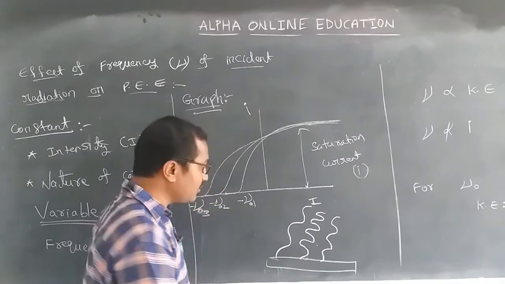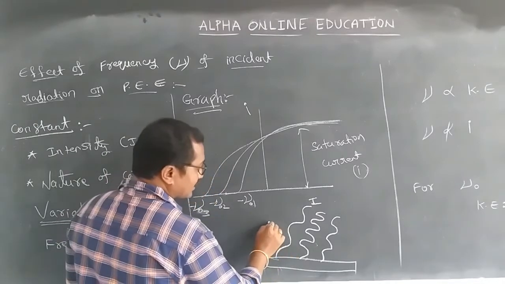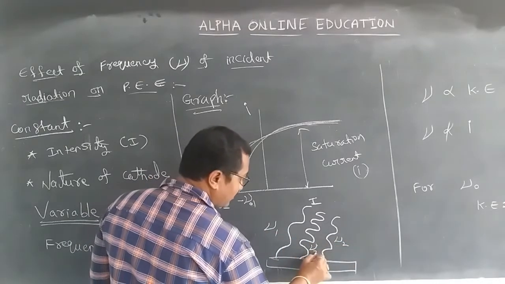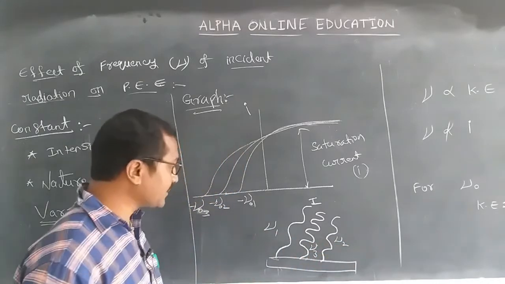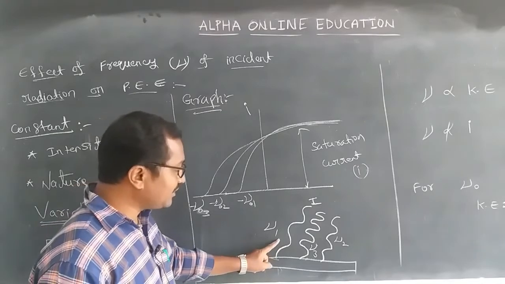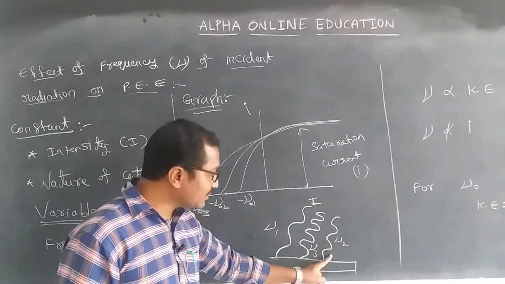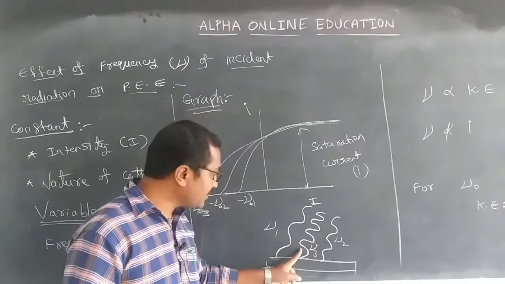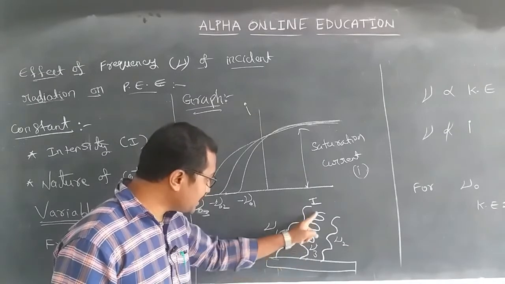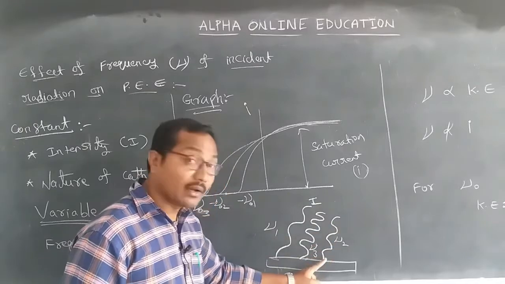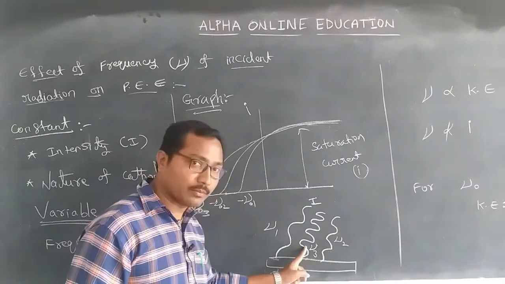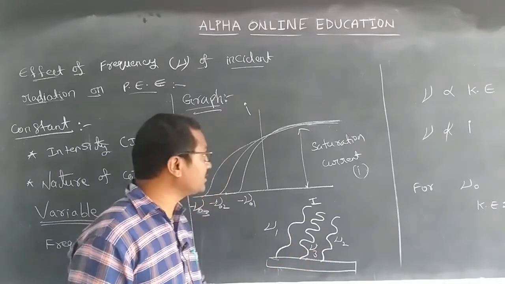And what is the variable one? Let us consider this is nu 1, this is nu 2, and this is the value of nu 3. Consider it like this: the frequency here is less than this one, and this is less than the next one. We can identify that by the curved shape of the lines. Frequency is less, more and more like this. So the frequency is changing in this case, right?